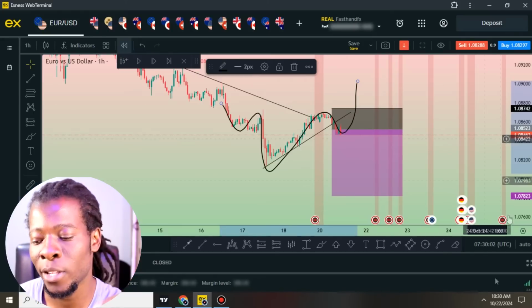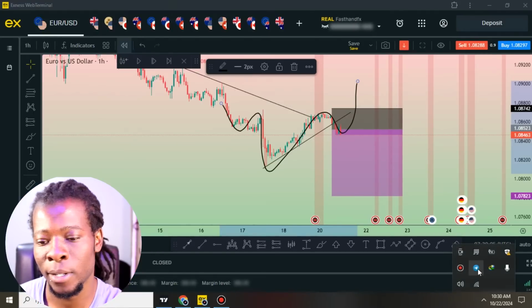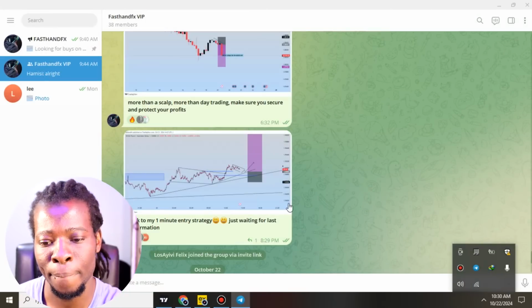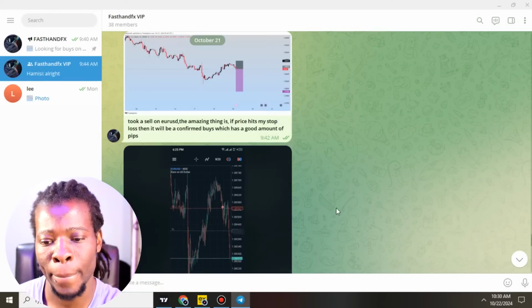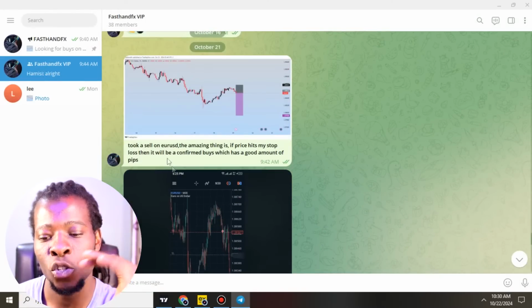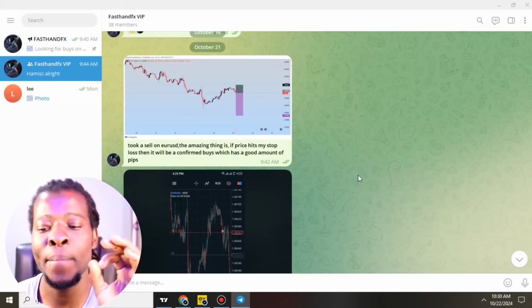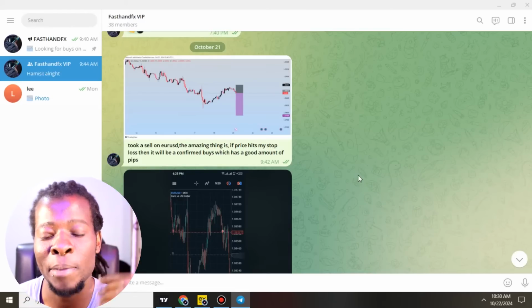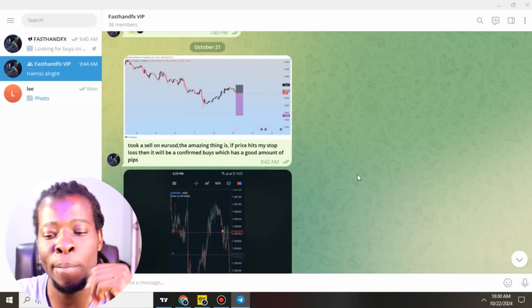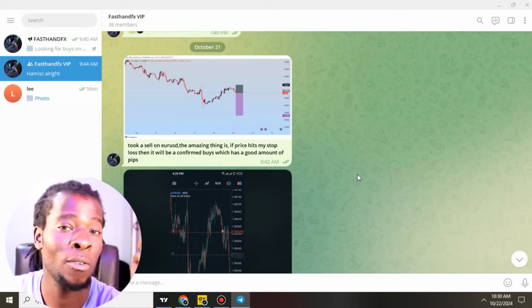But then now look at this, what I told my gang. Just let me show you something, what I told my gang when I was taking this entry. I said took a sell on Euro USD, and the amazing thing is if price hits my stop loss, then it will be a confirmed buys, which has a good amount of pips.